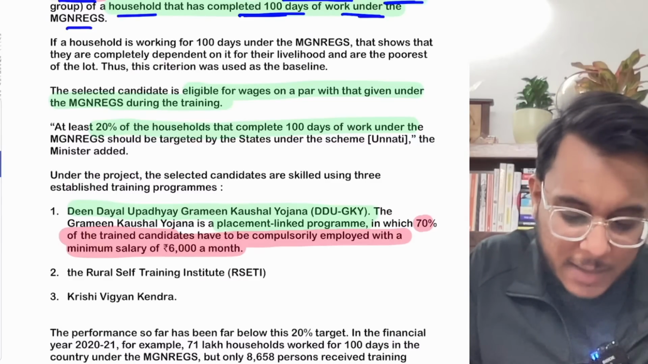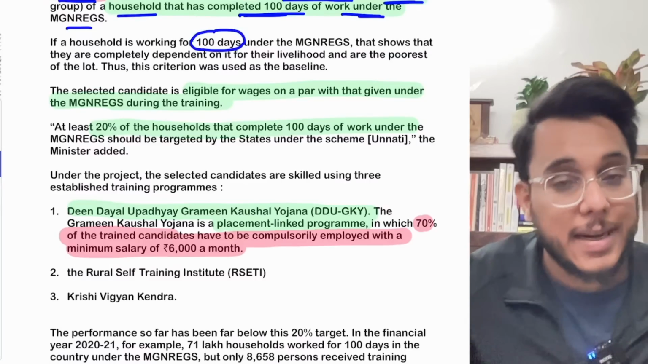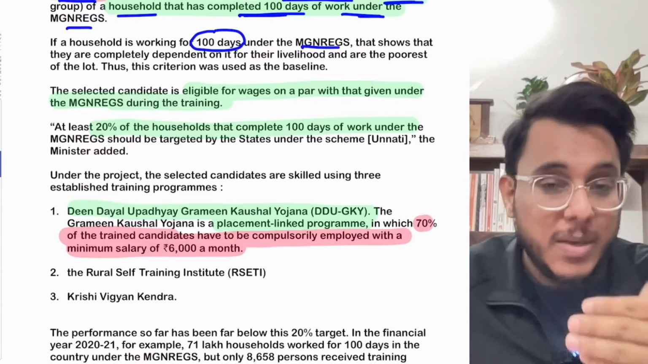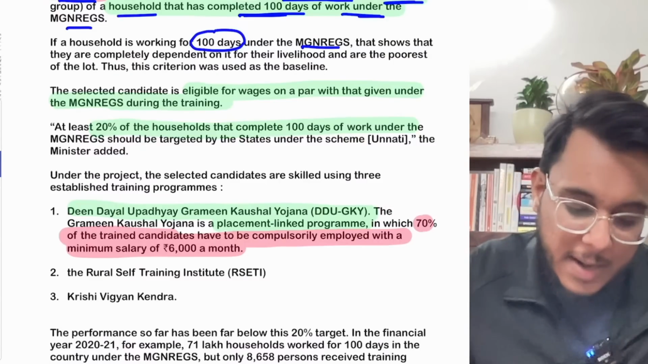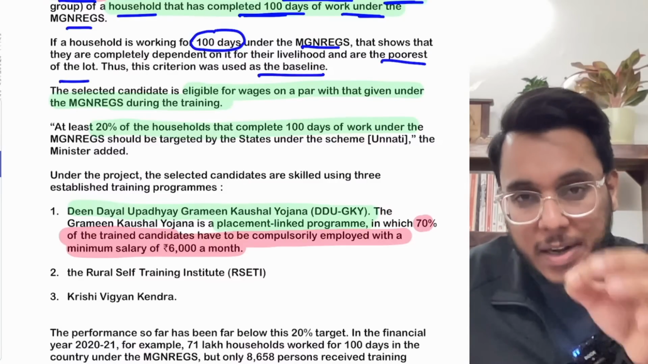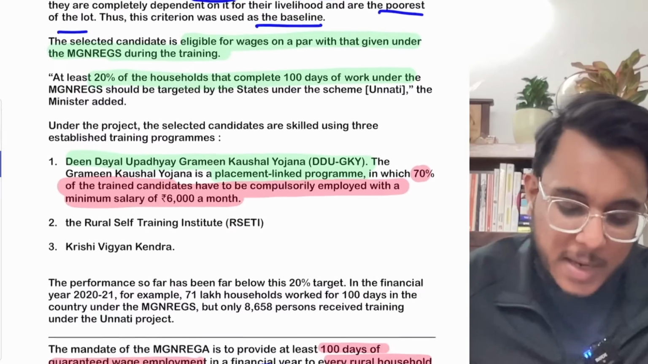It has provided that the households who are exhausting their entire 100-day quota in the MGNREGA show that there are some families which are more dependent on MGNREGA. They are the poorest of the poor people. So therefore, this baseline of 100 days of work under MGNREGA is being used.